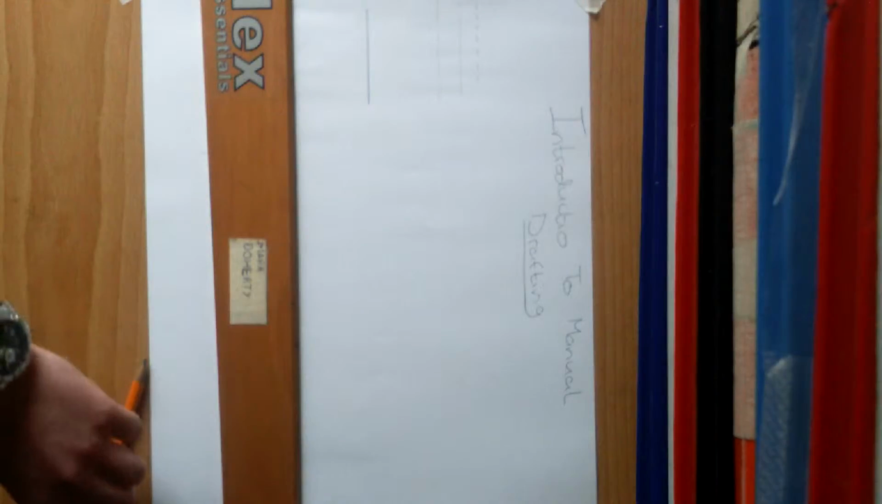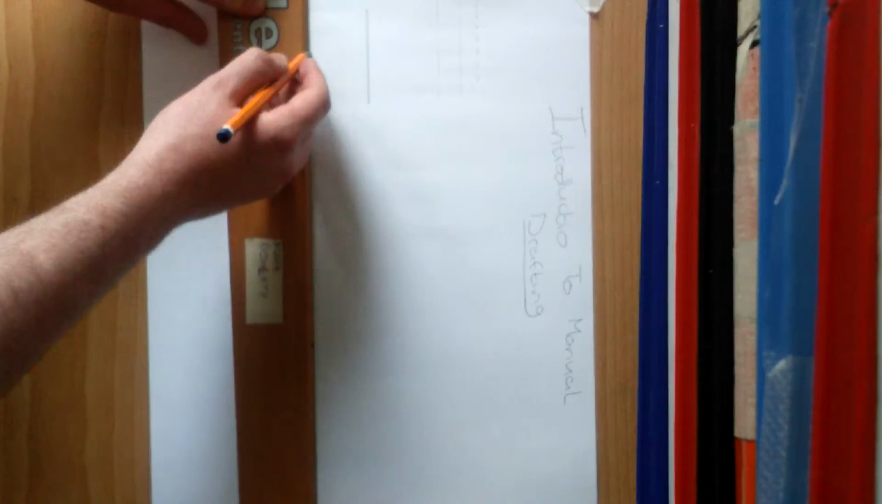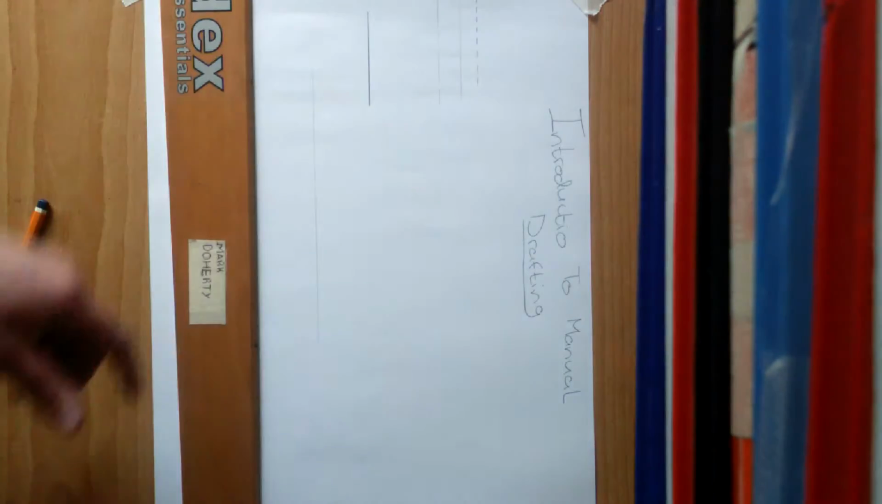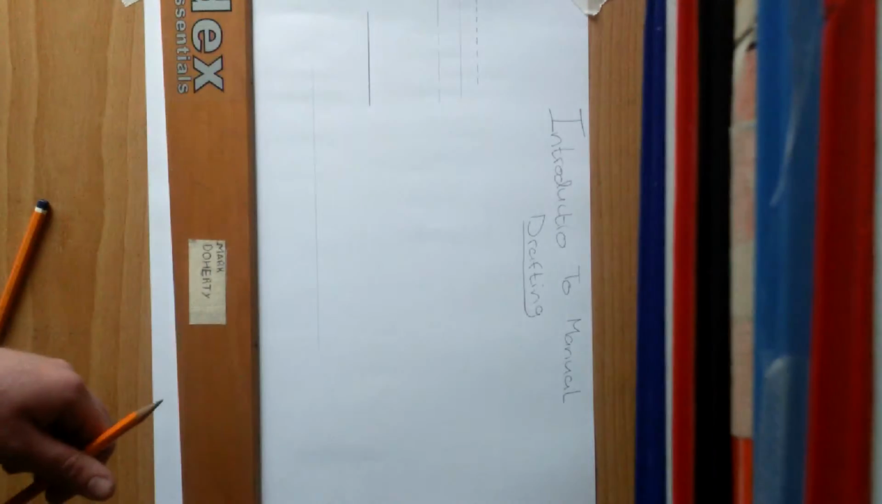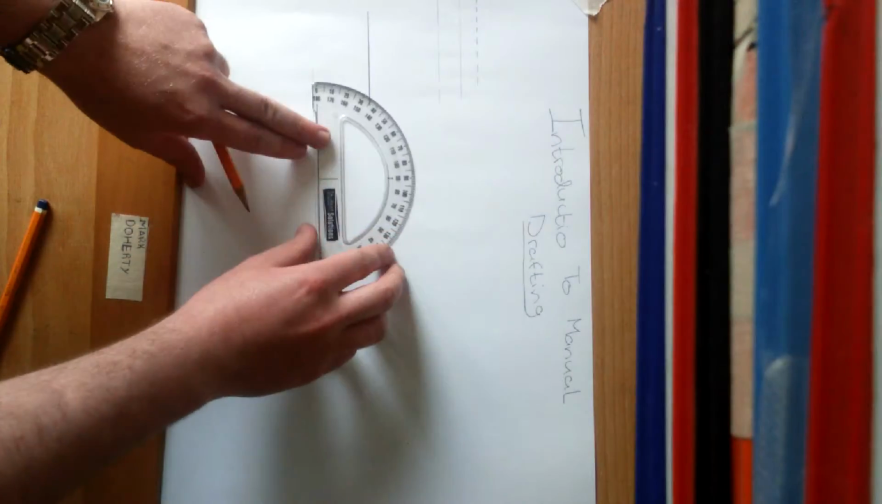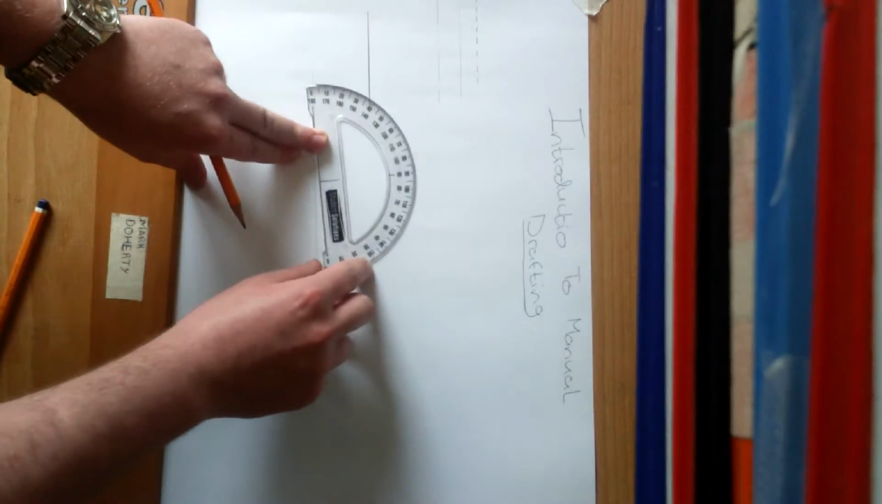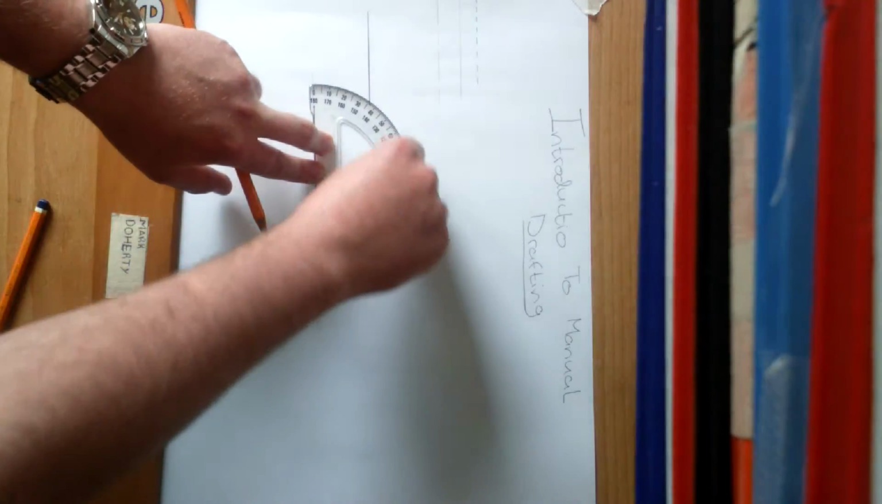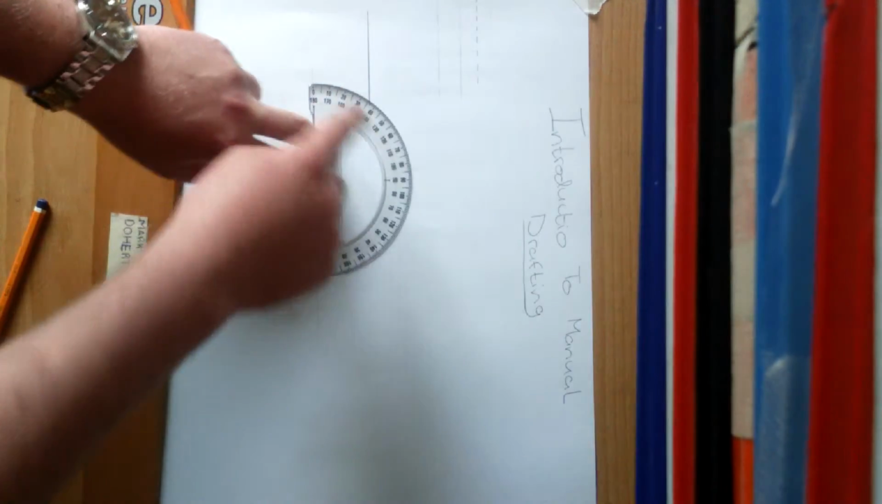And next one is constructing angles. So I just draw our line like so, and we can use a protractor and we can indicate any angle that we want to draw, so 10, 20, 30 and so on, the full way around to 180 and so on.